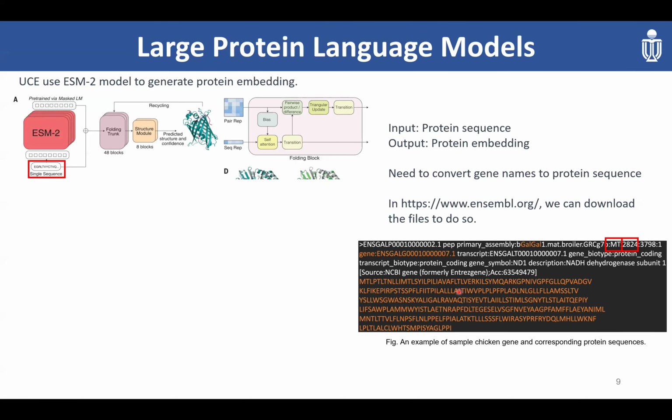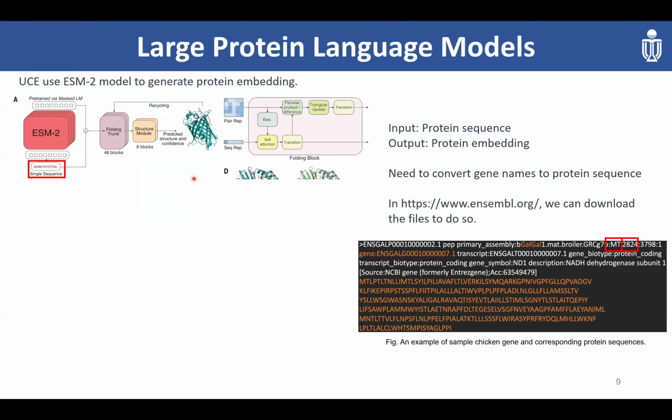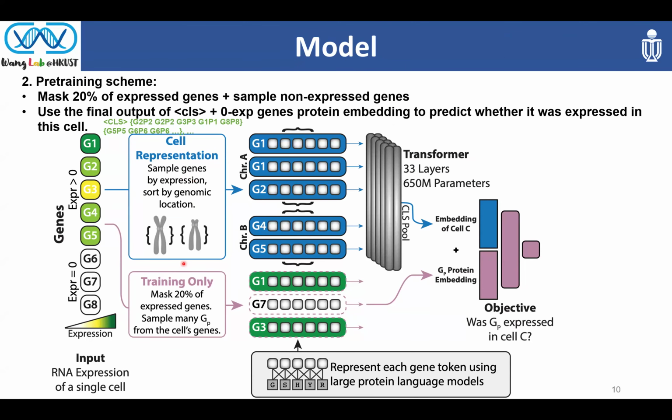Yes. Anyway, they get the final input of one cell. This is the final input of one cell, and it's just like the blue box here. And for the training scheme, for the pre-training scheme, we may go back to here. We get the input and feed it into the model. Here just the chromosome A and chromosome B.